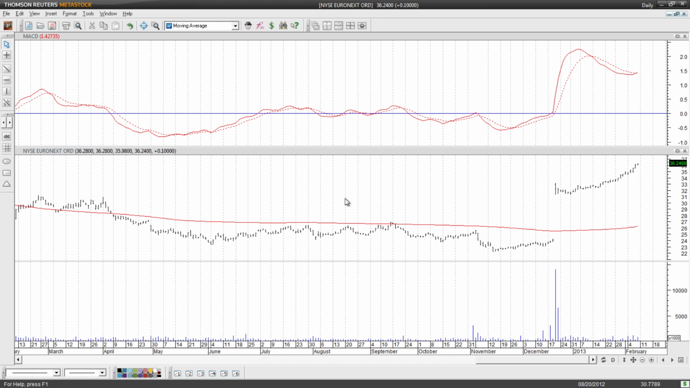Now these are the things that you can do with MetaStock: identify trading opportunities, get the buy and sell alerts on your charts. Later on, you can see other videos that tell you about backtesting the market, seeing if these strategies have worked historically.